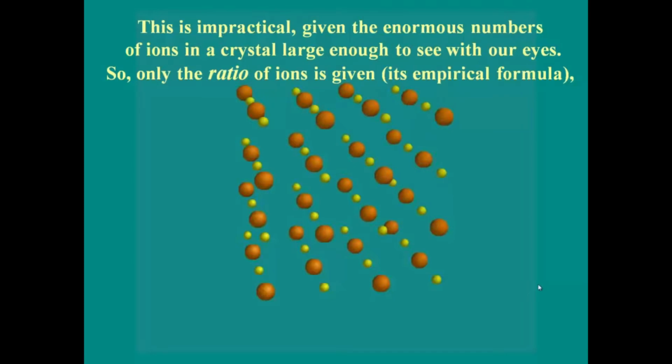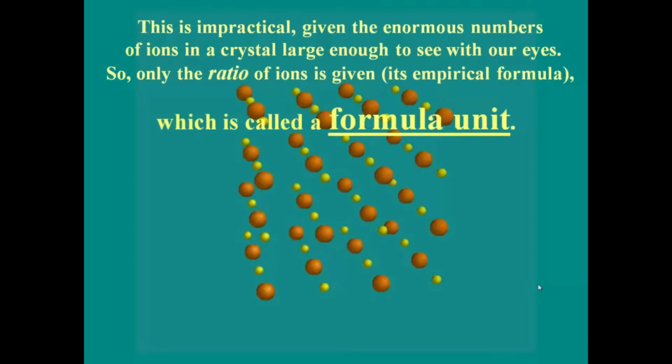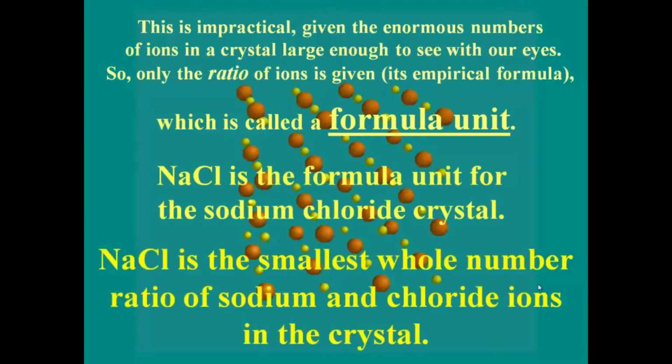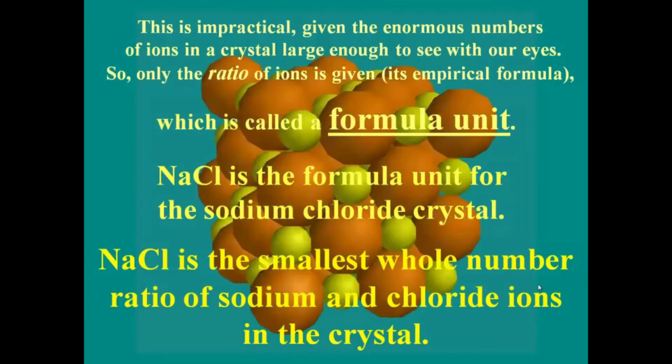So only the ratio of ions is given, and that would be its empirical formula. But we call the empirical formula of an ionic compound the formula unit. And sodium chloride is the formula unit for the sodium chloride crystal, and it is the smallest whole number ratio of sodium and chloride ions in the crystal. So all formula units are the smallest whole number ratio of the ions in the crystal. That goes for all formula units.